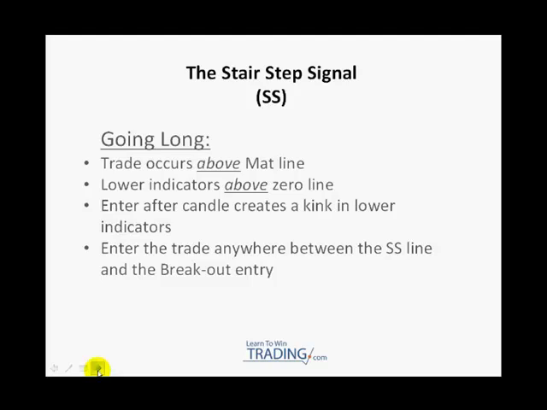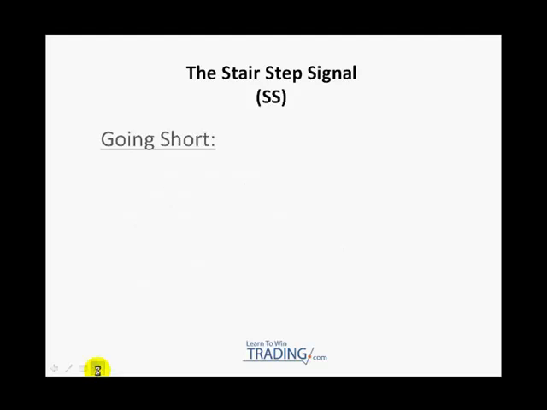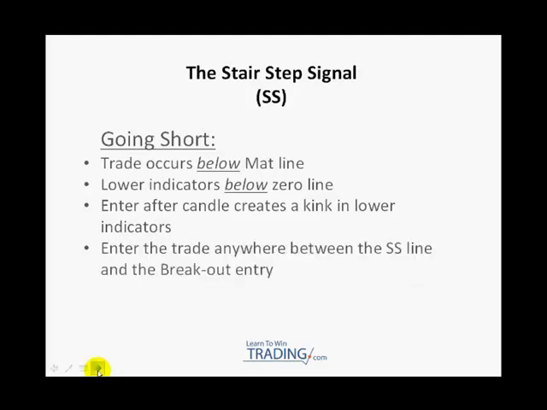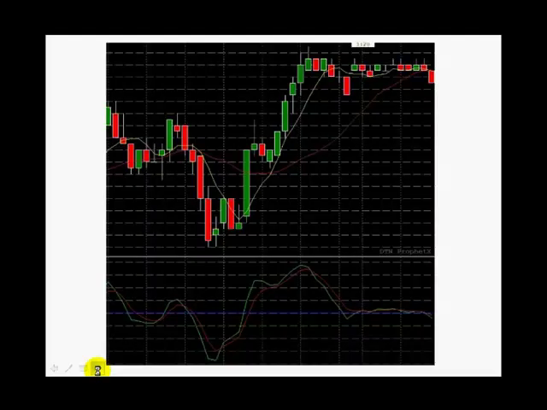I'll show you an example of this. I prefer to enter the trade the next tick above the previous candle's close, which I'll show you. If we're going short, it's all the opposite. Same signals, just the opposite. We're looking for the trade to occur below the mat line. We want the lower indicators below the zero line. We enter the trade after the candle that creates the kink, and we enter the trade anywhere again between the stair step line and the breakout line.